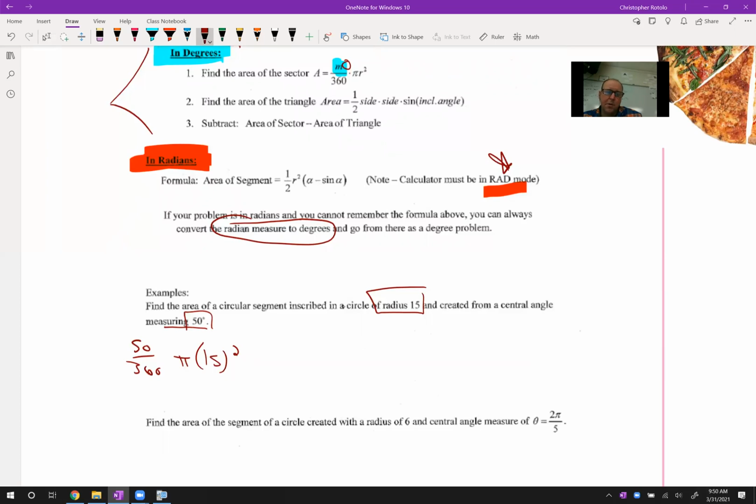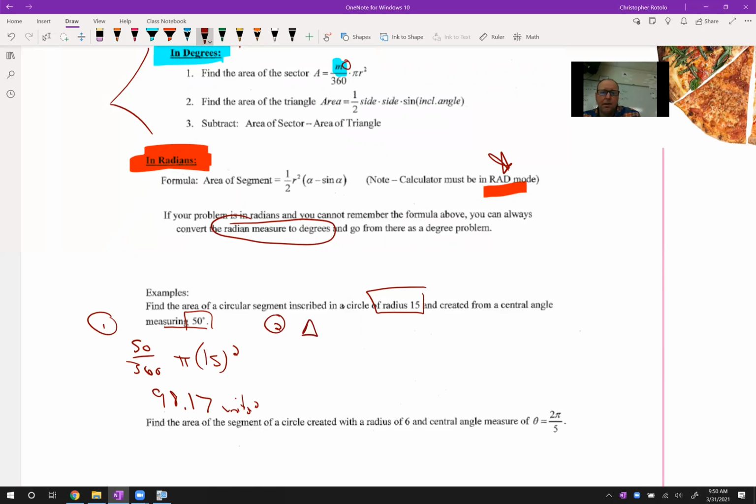Remember, we have to do the exponent before we multiply. If you put it in correctly, we have 98.17 units squared so far. But that was step one, so I'm going to label these as step one. Step two: now I'm going to find the area of the triangle.